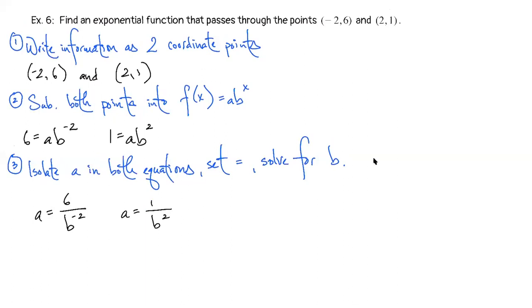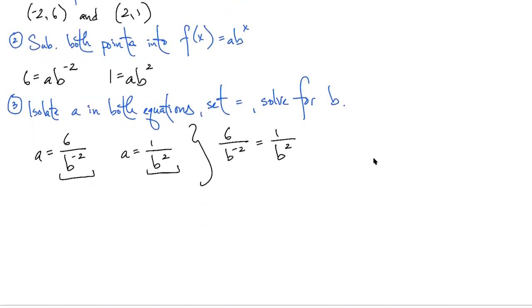Now, I'm going to set them equal to each other. So I'm going to take this, and I'm going to set it equal to this, because they both equal a. So we get 6 over b to the negative 2 equals 1 over b squared. How do we solve for b at this point? What are some ideas that folks have on how to simplify?